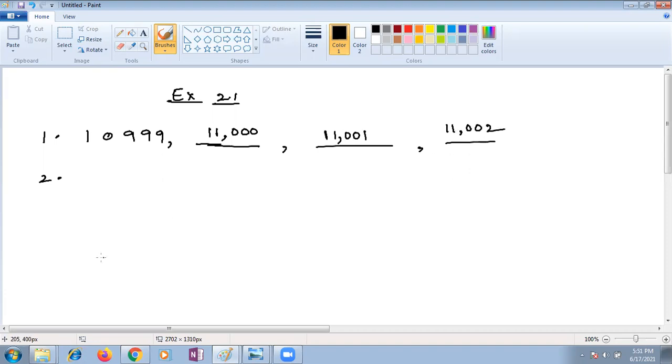Two. Next, write three whole numbers occurring just before the given number. The number given is 10,001. What are the numbers just before it? Ma'am, the numbers before are 10,000, 9,999, 9,998. Very good.